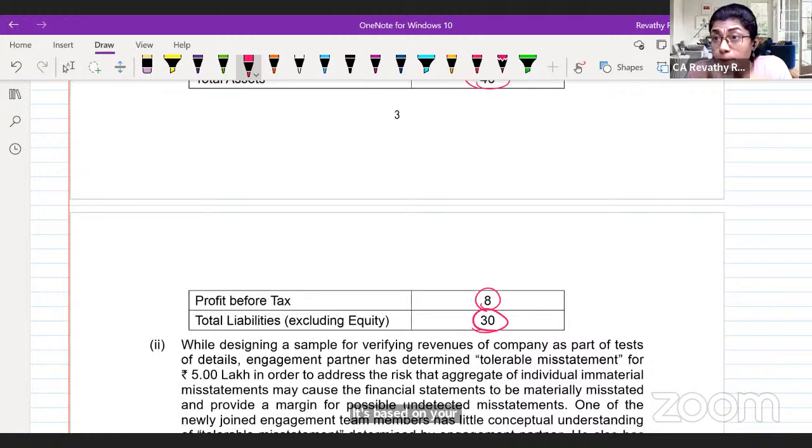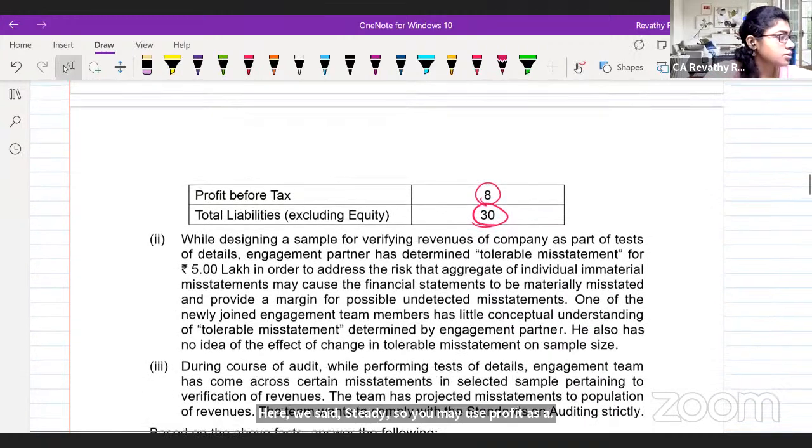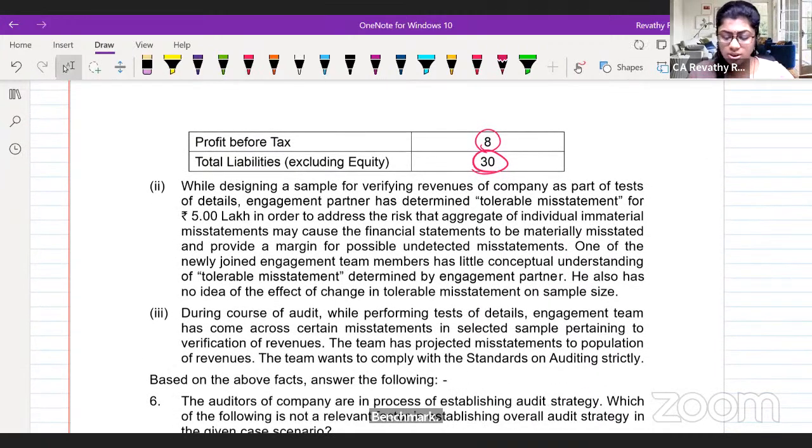But if profit is volatile, meaning it keeps changing, can you use profit as a benchmark? Answer is no. But here, is profit volatile or steady? Here we said steady. So you may use profit as a benchmark. So if this much is clear, can I go to the last part of the case study? Proceed, please.